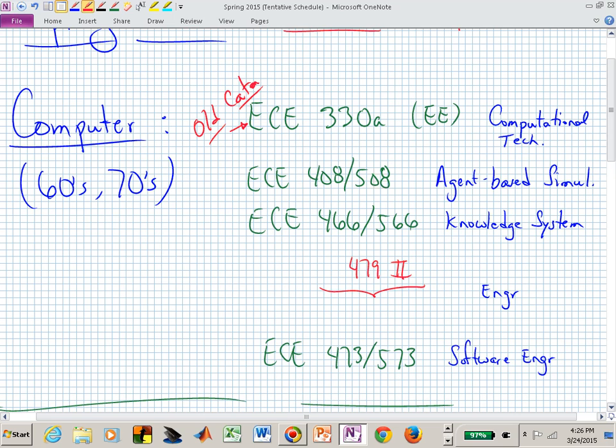AI2 is this knowledge system engineering, which is 466-566. And 473-573 is an app class, if you're interested in designing apps for a particular device. That's 473.